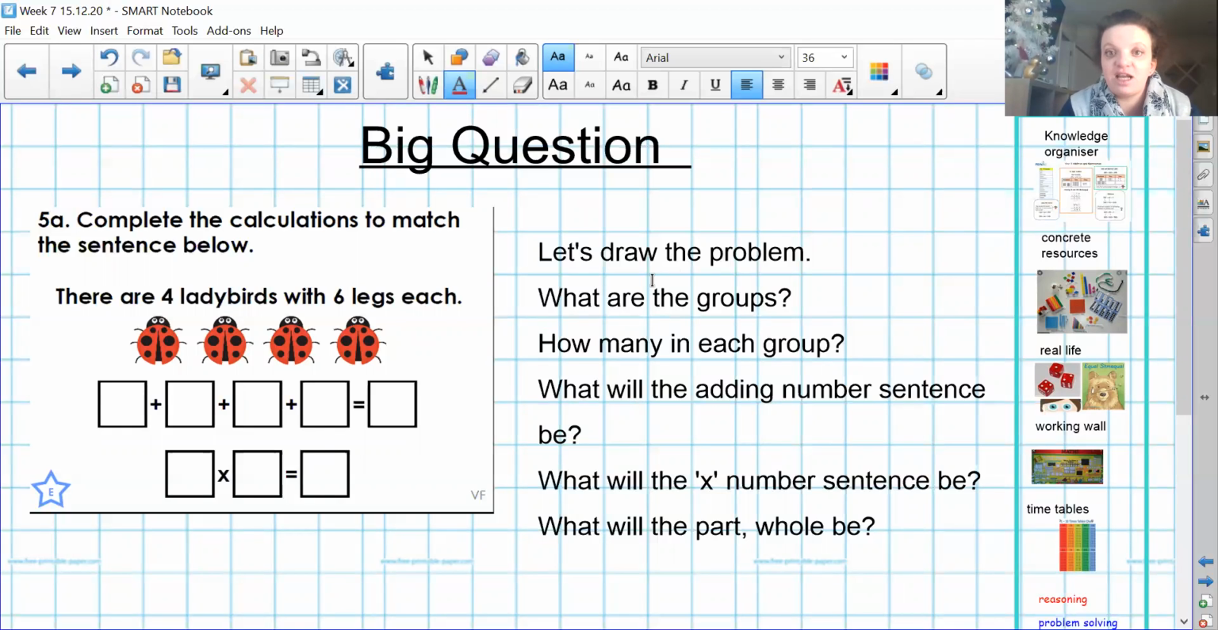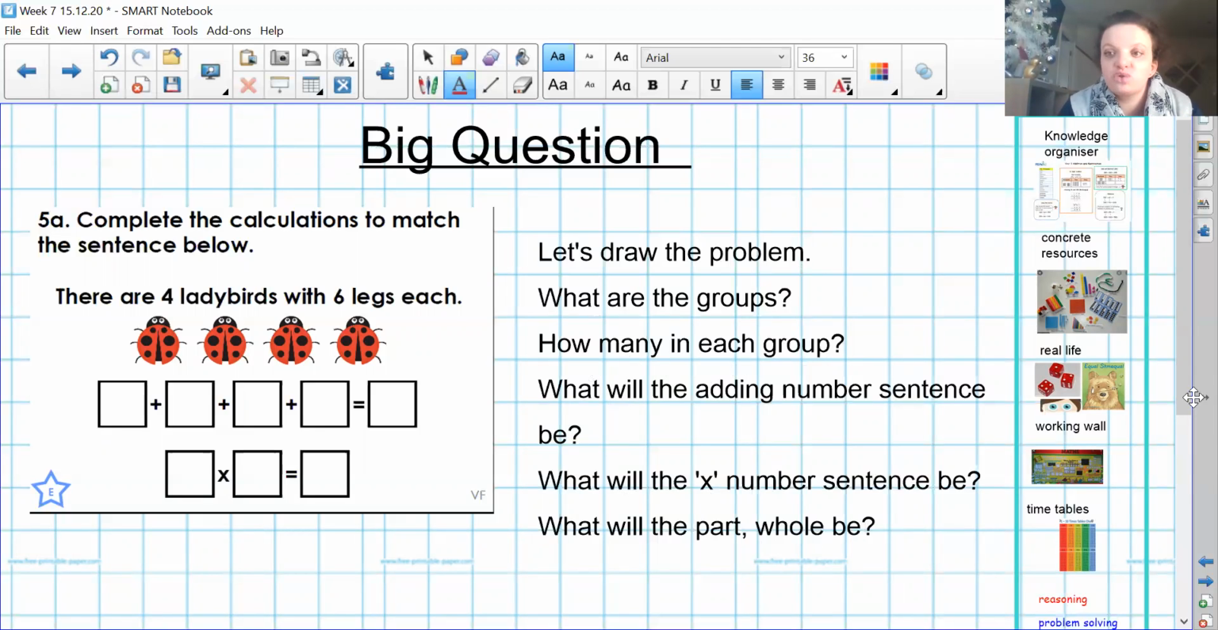So first thing I'd like you to do is draw the problem. What are the groups? How many are in each group? And then have a go at working out at home what your add-in number sentence will be and what your times number sentence will be, and also see if you can draw the part whole diagram, and see what that looks like as well. Pause me and off you go.